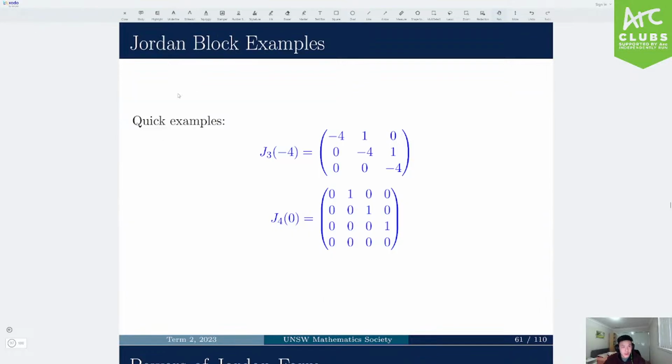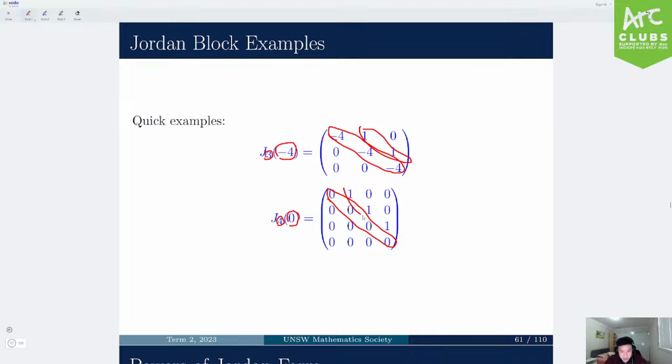Quick examples here. Now, J3 of -4, so this indicates we have a 3 by 3 matrix, and this indicates that we have -4 on the diagonals, followed by ones along the super diagonals. Okay. J4 of 0, so this is going to be a 4 by 4 matrix with zeros along the diagonals and ones along the super diagonals. Alright, and that's some quick examples for Jordan blocks.